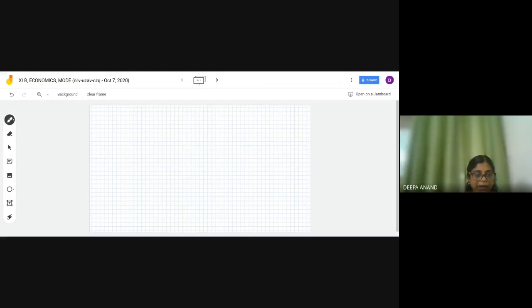Value added by firm A and B. What is value added? It is value of output minus intermediate consumption. Value of output minus intermediate consumption is equal to what? Value added. You are asked to find out the value added by firm A and firm B.